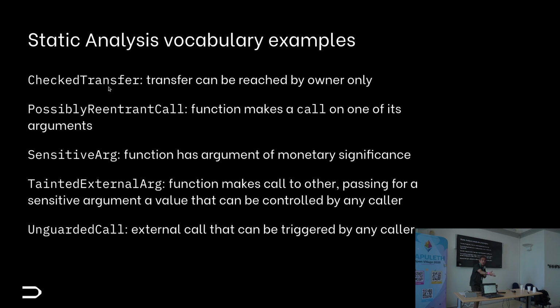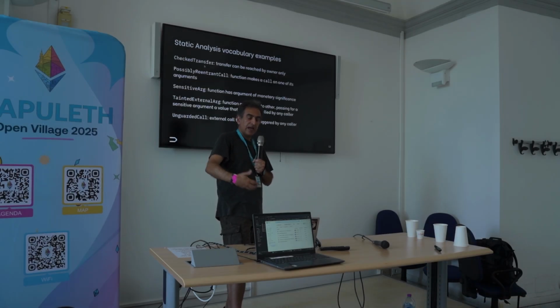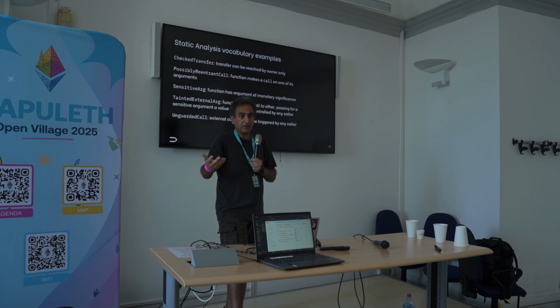Oh, this function does a transfer, but before it does the transfer, it makes sure that the only caller that can reach that line is the owner of the contract. That's what we call a checked transfer. That's very useful if you want to say, hey, there are some privileges in this contract. It does a privilege transfer at that point. And now I saw it somehow being executed by someone who's not the owner, for instance.